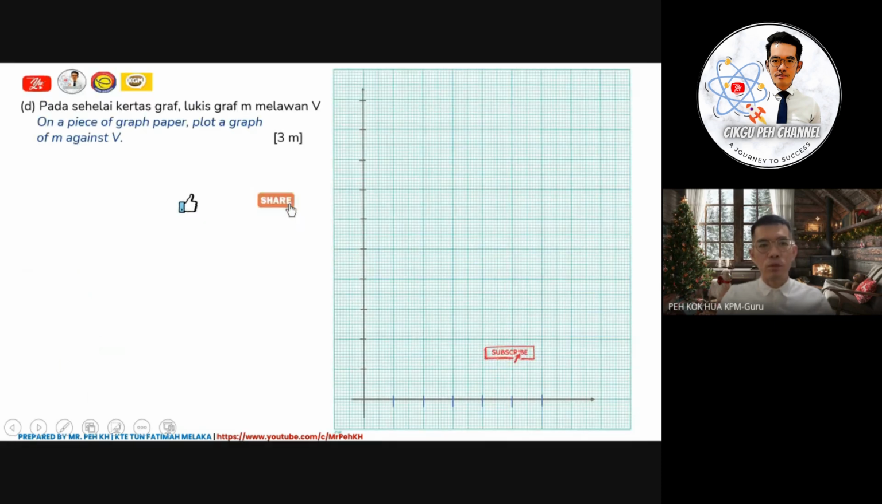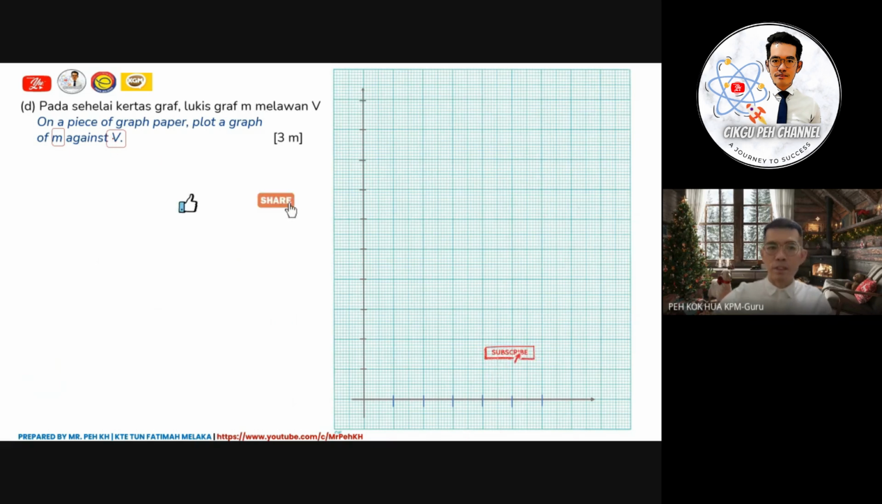Okay, so the next question here, D, will be related to plotting the graph. The marks here are 3 marks. So how can you get full marks? Here you need to fulfill 7 ticks, 7 ticks, 6 criteria here. Okay, so the graph to be plotted here will be M against V.